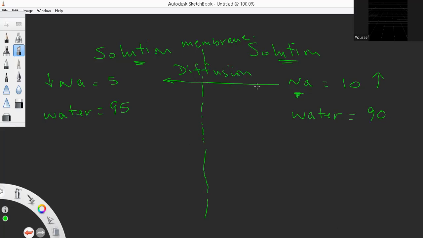Will this transport be done forever or to a certain limit? No, this transport will be until the two sides are of equal concentration. This diffusion will be until equilibrium. Equilibrium.